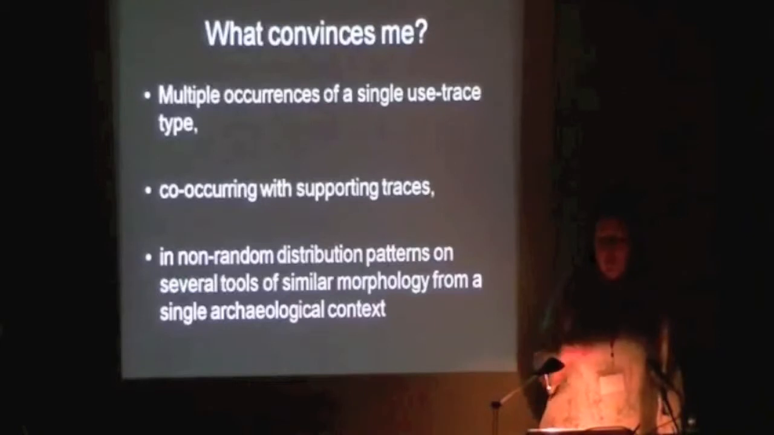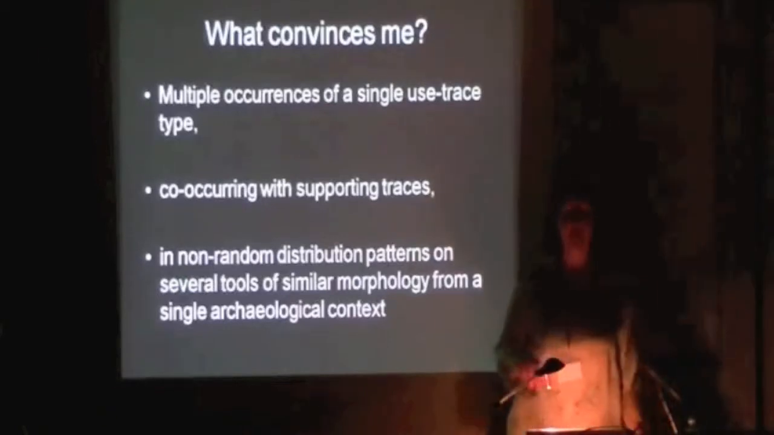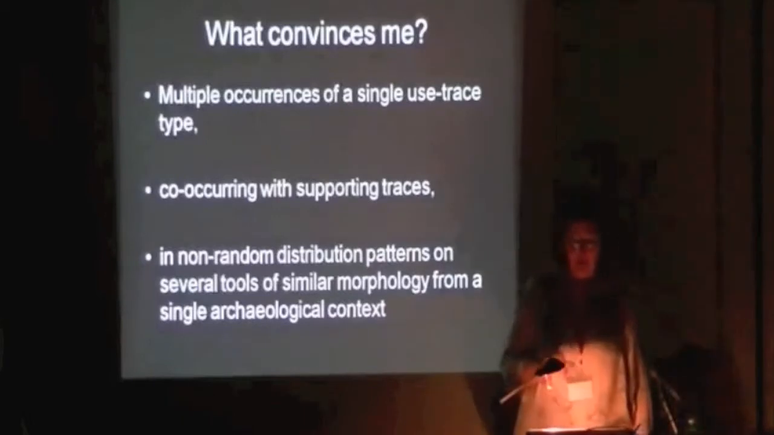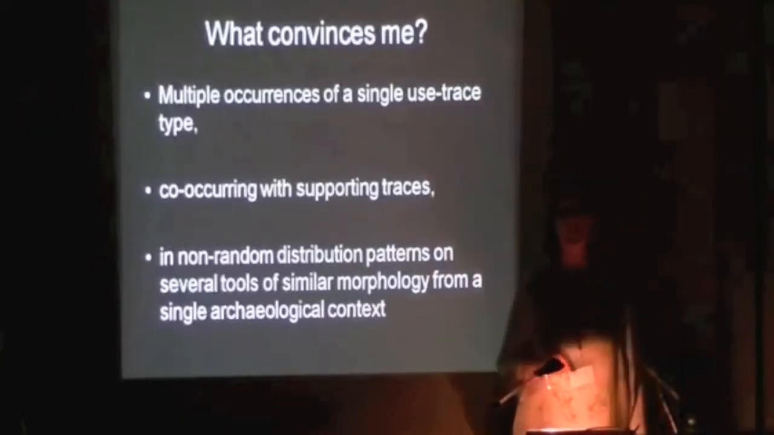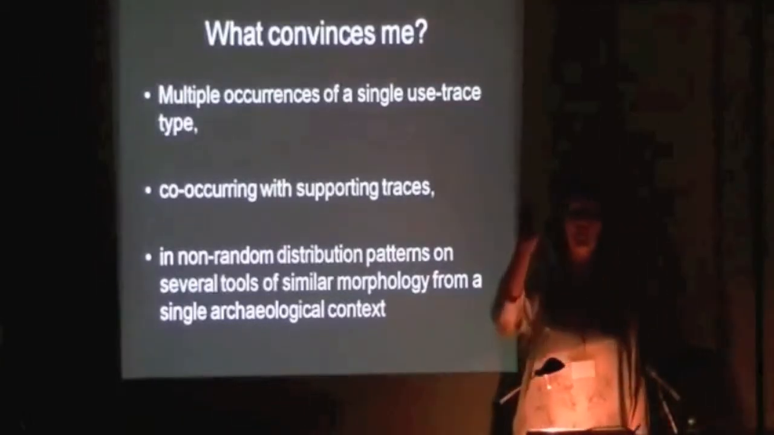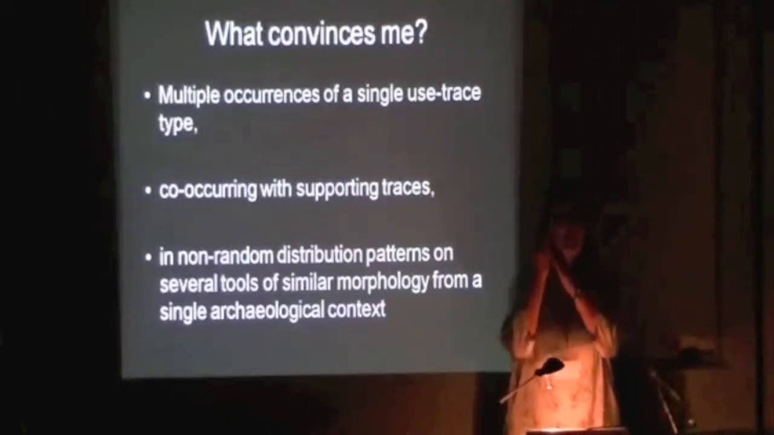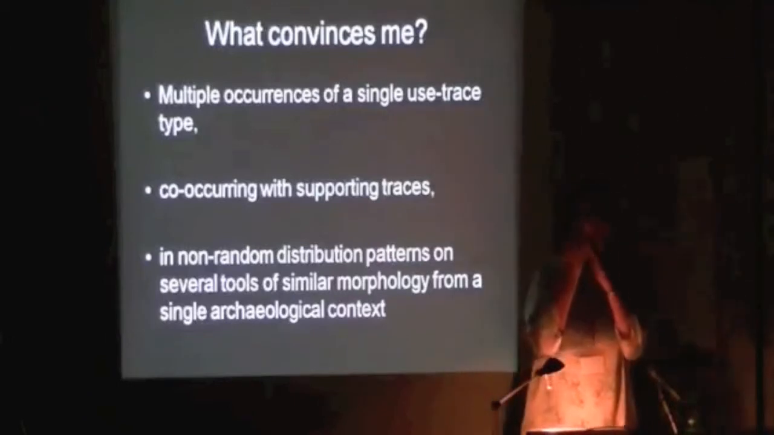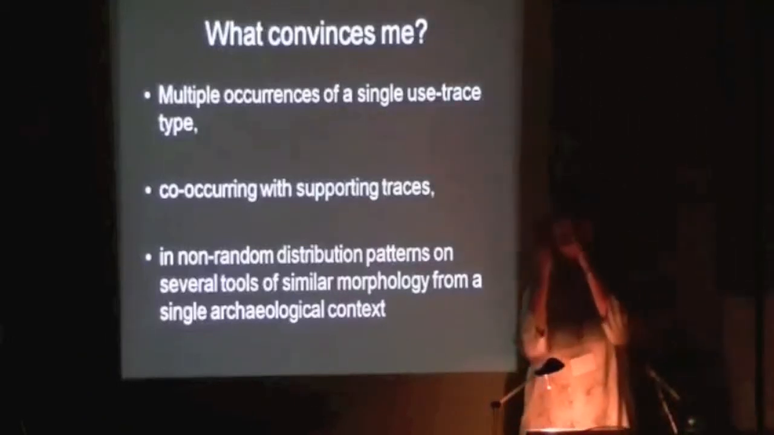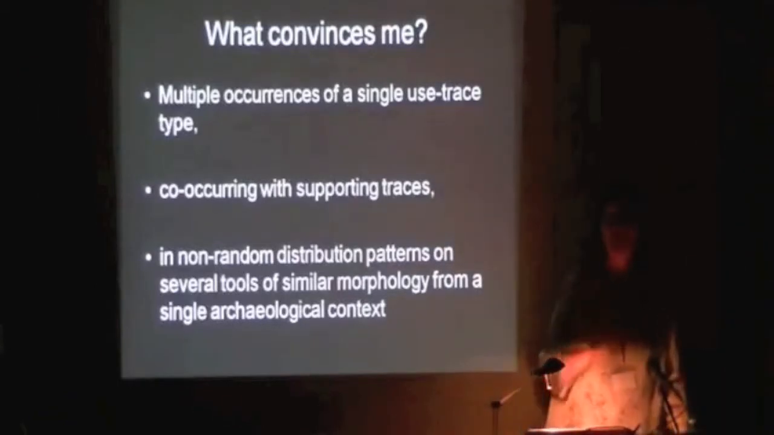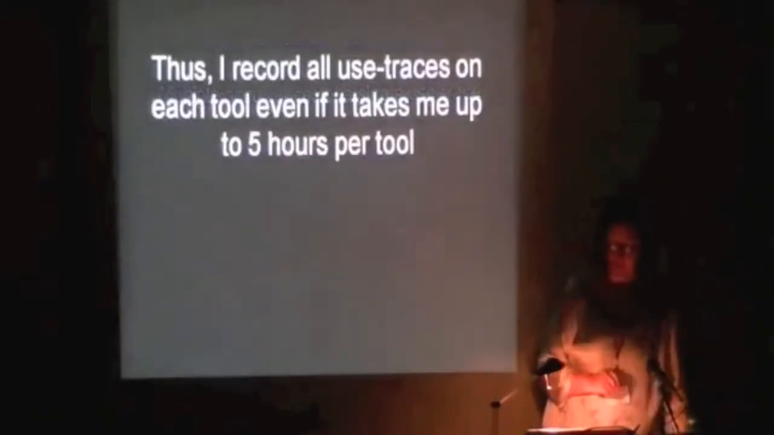I also want to see it in non-random distribution patterns on several tools of similar morphology from a single archaeological context. Okay, if I look at stone points with this shape, and I see animal residues on this portion, I want to see it at least on 5 tools on a similar place. And then we can start telling a story.